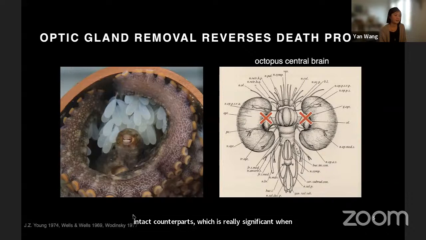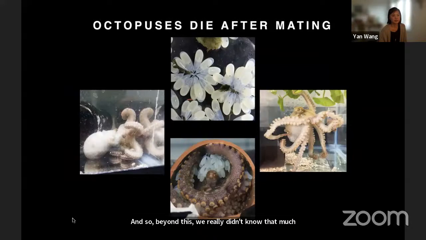And so beyond this, we really didn't know that much about optic gland function or how these potential neurohormones were being created or released or utilized. And this is exactly what I wanted to study.